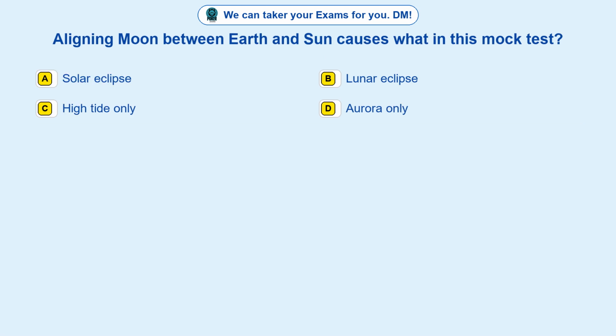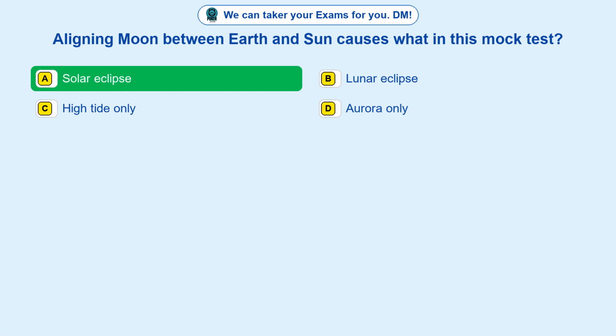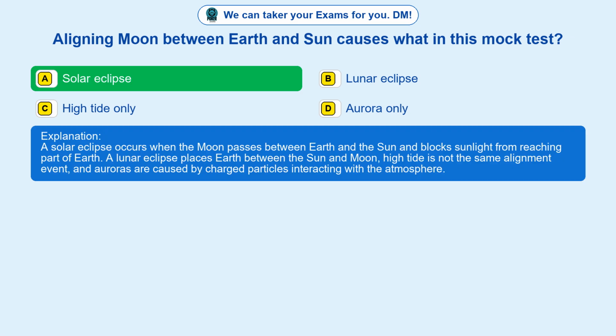Question 92. Aligning moon between Earth and Sun causes what in this mock test? Option A, solar eclipse. Option B, lunar eclipse. Option C, high tide only. Option D, aurora only. The correct answer is option A. Solar eclipse. A solar eclipse occurs when the moon passes between Earth and the Sun and blocks sunlight from reaching part of Earth. A lunar eclipse places Earth between the Sun and Moon. High tide is not the same alignment event, and auroras are caused by charged particles interacting with the atmosphere.